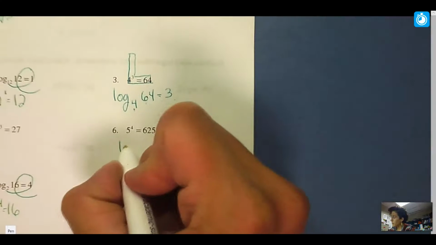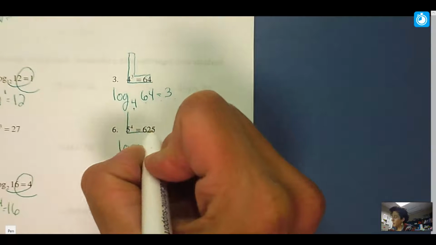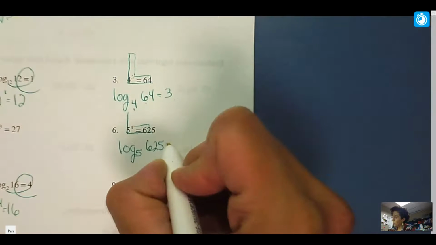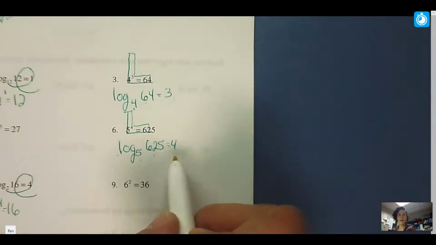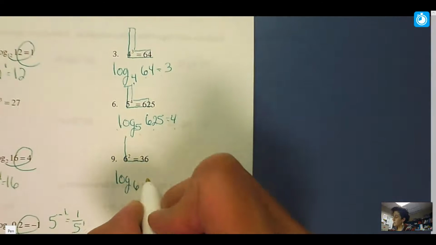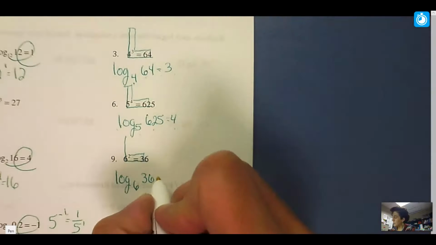Let's just move to the one below it. So I write log base 5. Then you come over here, you hit the 625. Come back up, equals 4. So log base 5 of 625 is worth 4. So let's just try these last two. Log base 6. Come over, 36. Come back over to the other side of the equal sign, equals 2.